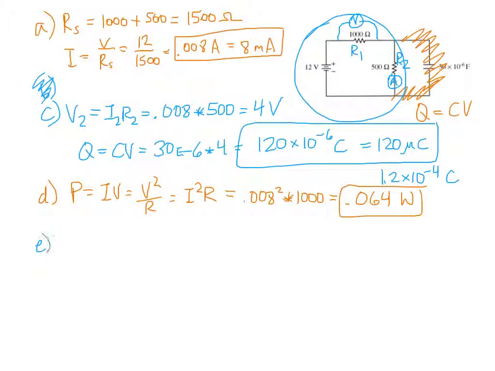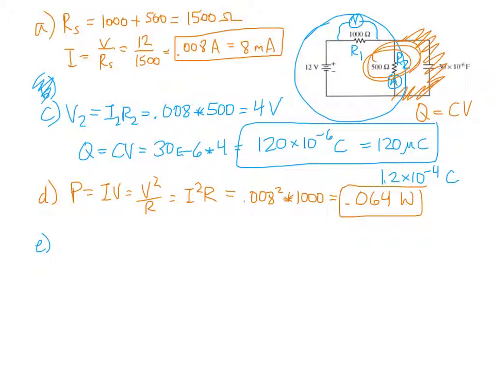And for part E, let's say the capacitor is discharged and the 500 ohm resistor is removed and replaced by a resistor of greater resistance. So this R2 is just getting bigger. Then reconnecting the circuit and allowing the currents to come to their steady state values, is the charge on the capacitor now going to be larger or smaller or the same?